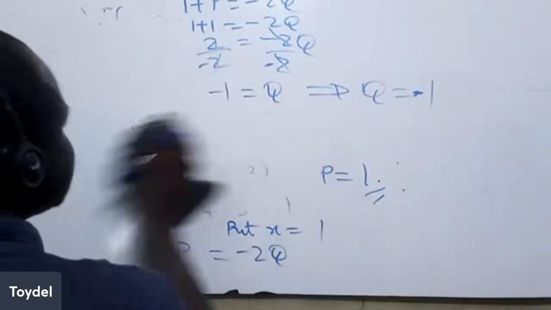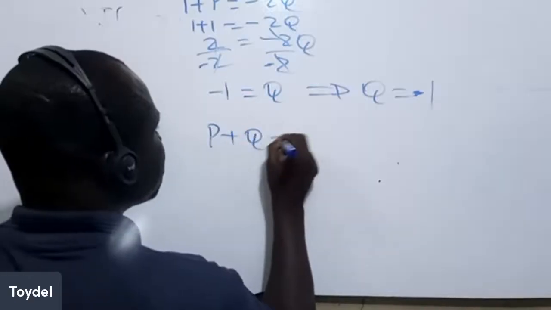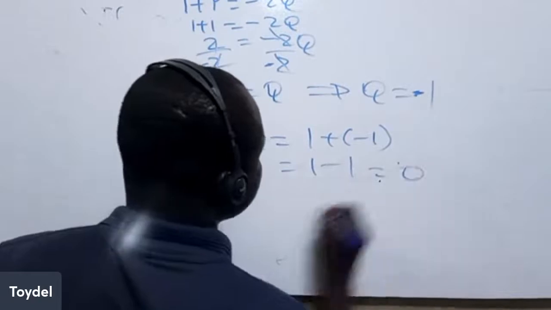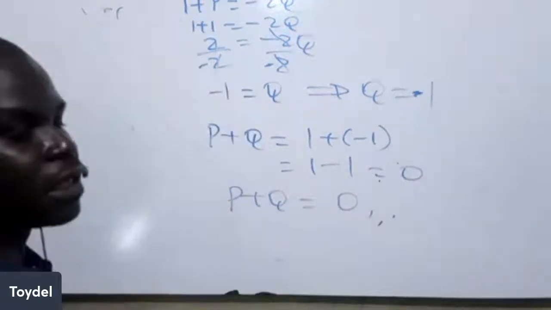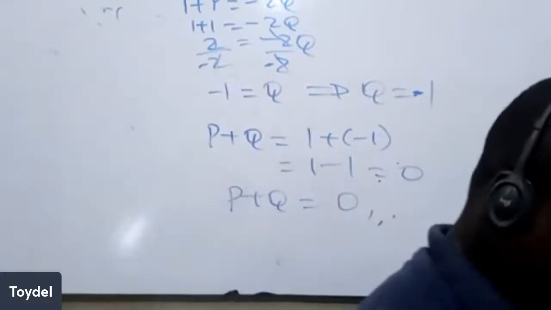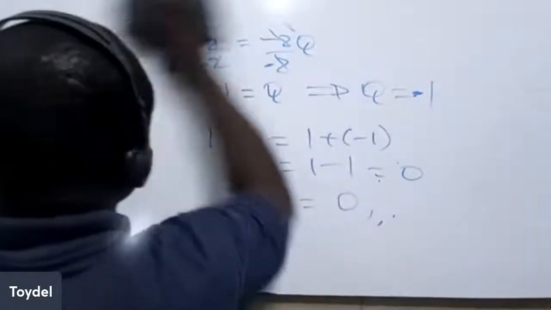So we have to find p plus q. So the value of p plus q at the end of the day will now be 1 plus minus 1. Then that will be 1 minus 1, and that's equal to 0. So p plus q is equal to 0. So in this question now, the right option will be 0. That is, if this is a multiple choice question, then the right option will be 0. So we go to the second question.